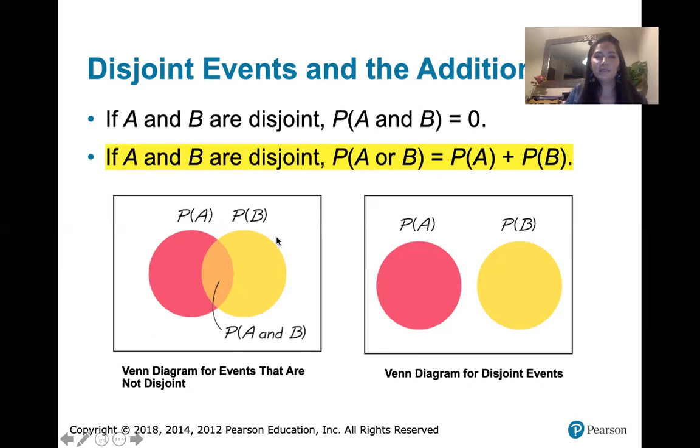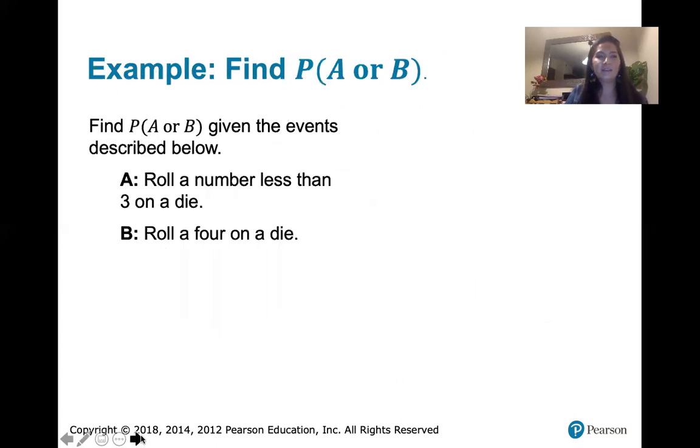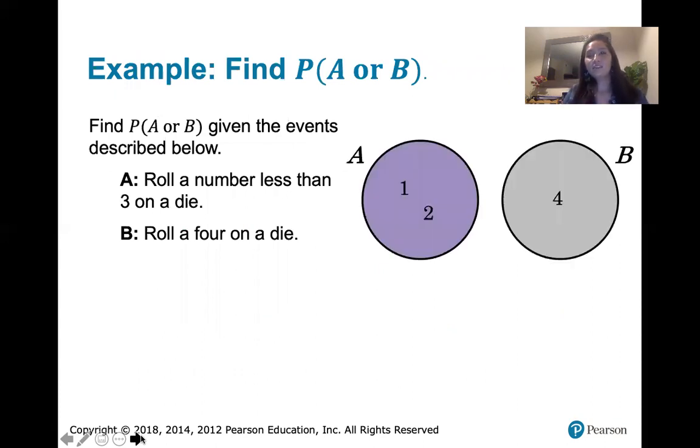Okay, so let's apply this in an example. It says, find the probability of A or B given the elements described below. A is rolling a number less than 3 on a die, and B is rolling 4 on a die. We've already looked at the Venn diagram for this. They're disjoint events. There are 2 ways to roll less than 3 on a die. You could roll a 1 or you could roll a 2. And there is 1 way to roll a 4 on a die. You roll a 4. That's it. That's the only possible way.